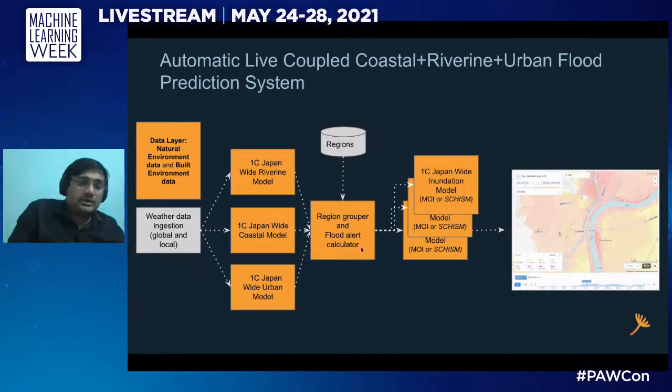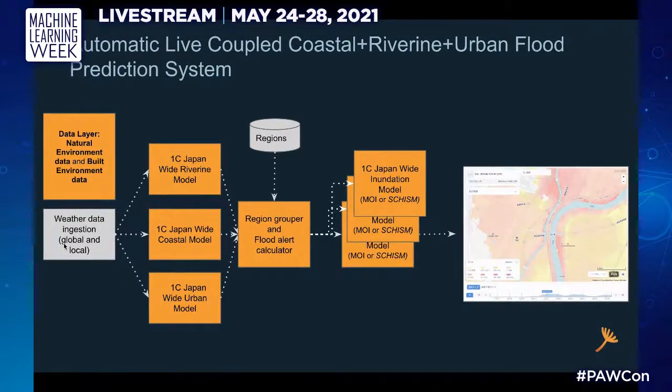And what you have over here on the pipeline side is starting with the data layer, which is again the natural environment data and the built environment data. You ingest the weather data in a real-time manner. You get new data sets, you ingest that.